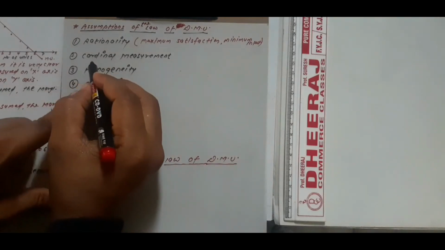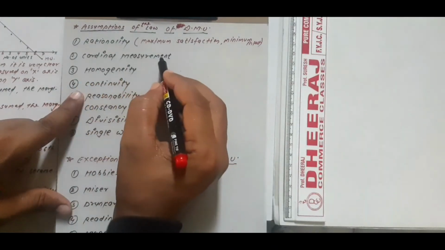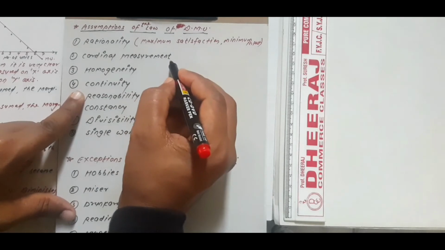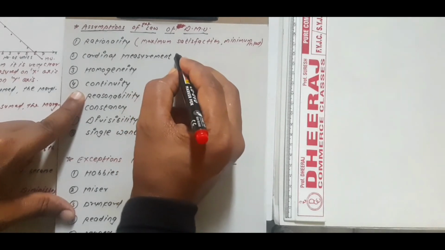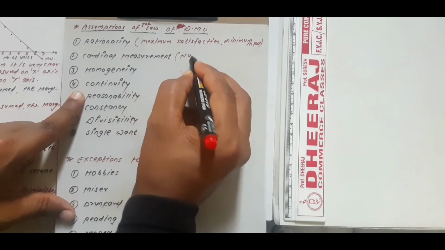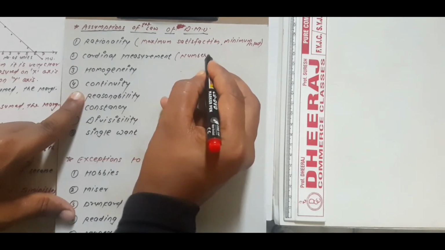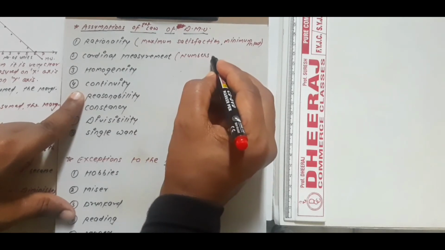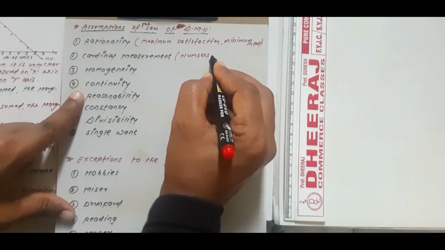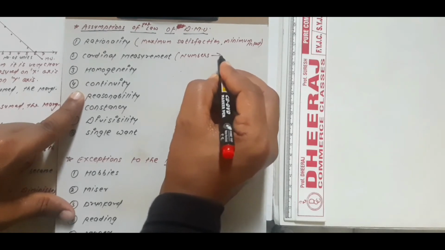Next is cardinal measurement. Cardinal measurement means the utility can be measured cardinally, that is, in numbers. So we have to assume here that utility can be measured in numbers, but it is not so in reality.